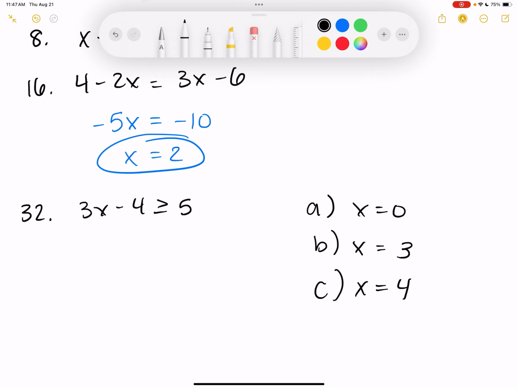Okay, so solve this just like normal. I've got 3x is greater than or equal to 9, so x is greater than or equal to 3. Which of my answers would meet this criteria? B and C. Yep, B and C.